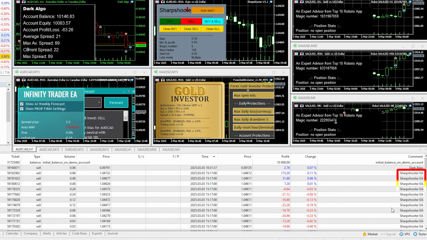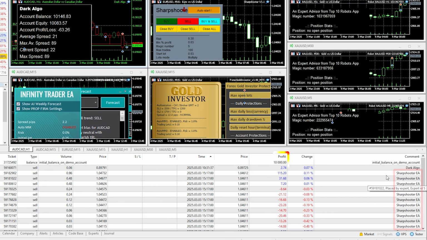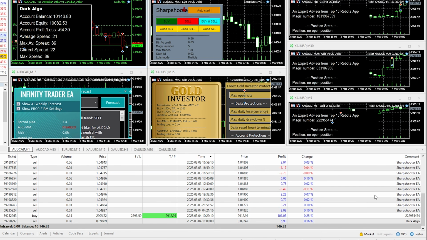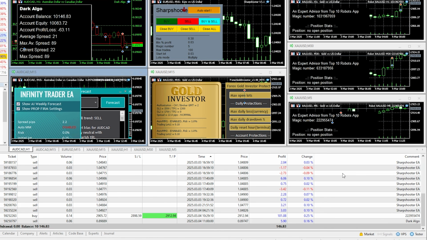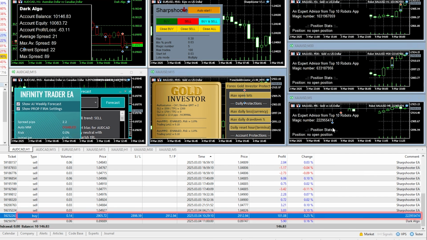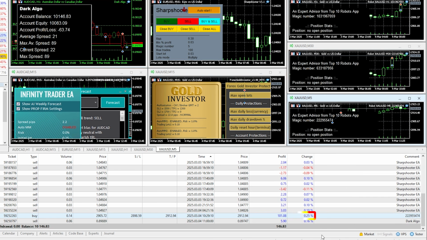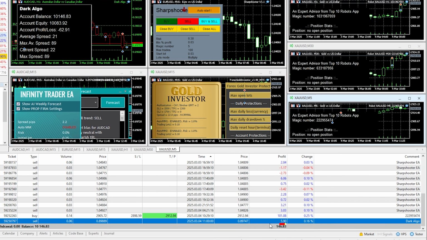You can see that most of the trades were with the Sharpshooter. We do have quite a few losing trades, to be fair, but overall it was a profit, and it is some kind of a grid recovery system. There was huge volatility on the euro dollar yesterday, and this traded it, and it did come out positively. You can see that we've got 1 trade so far in the Dark Algo. This is one of the gold robots. It's this one here, the one on the M5. Very nice trade with $100 of profit. And we're again on the Dark Algo of 5.9.